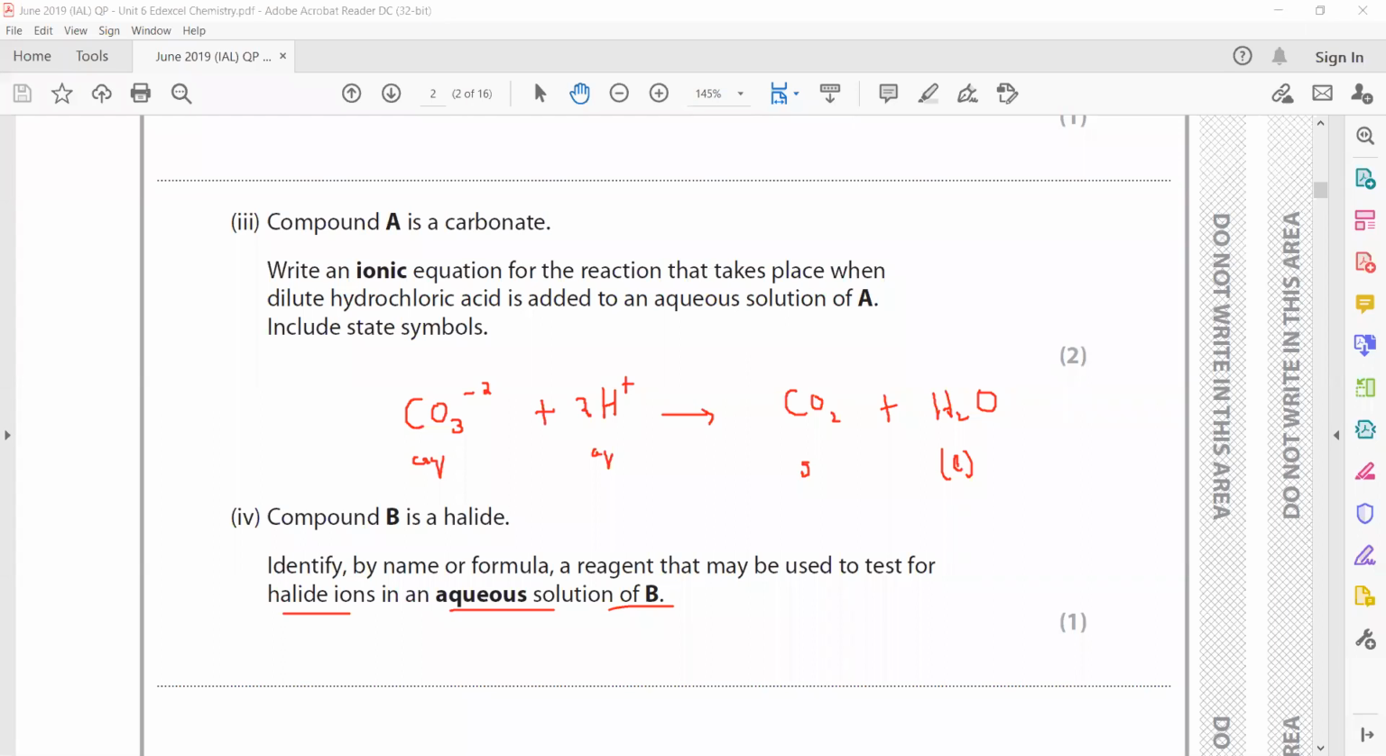So when we are testing the halide ion, we add aqueous silver nitrate. If it is chloride, it will give a white precipitate. If it is bromide, it will give a cream colored precipitate, and if iodide is there, it will form a yellow precipitate.